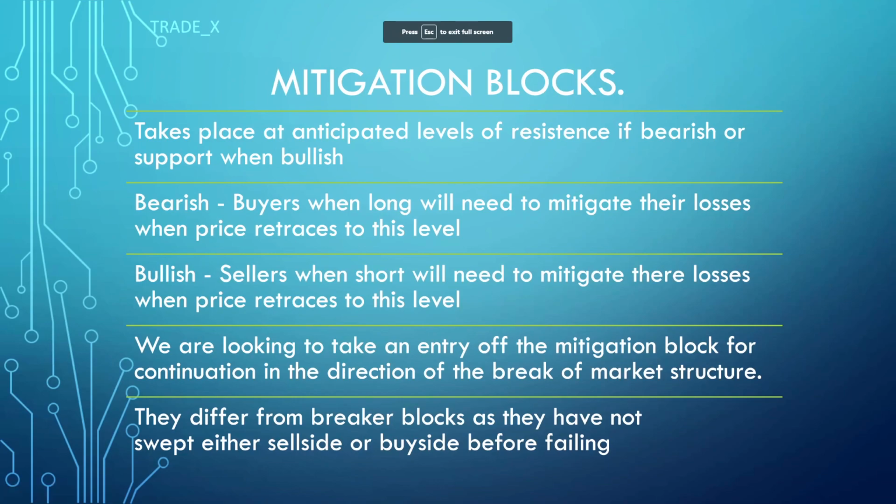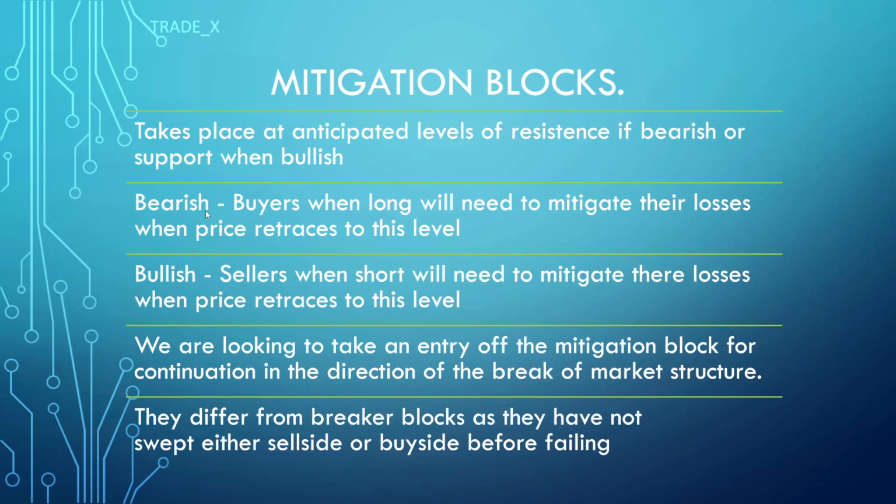So let's get the bullet points out of the way, and it will help frame why a mitigation block is a mitigation block and why we are taking them as entries. So what we need to know is that they take place at anticipated levels of resistance if bearish, or support when bullish, right? So they happen at major swing highs and major swing lows, right? That is when you are likely to get the best results. And I will break this down in more detail shortly as to why this is important, but just bear with me.